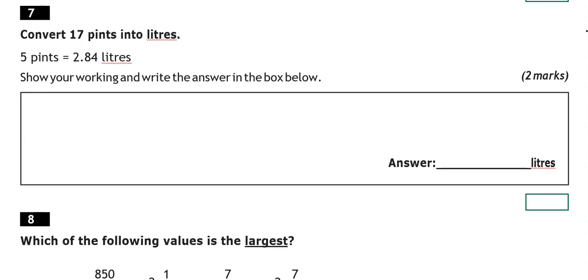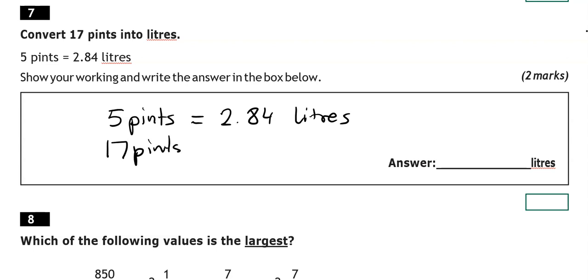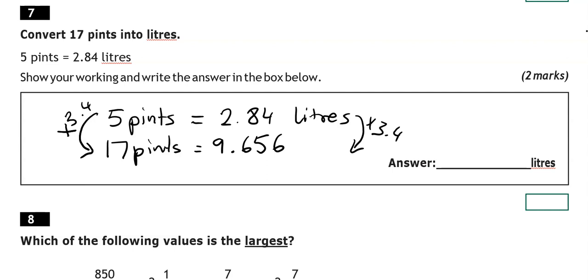Convert 17 pints into litres. 5 pints equal 2.84 litres. Show your working and write the answer in the box below. So if 5 pints are equal to 2.84 litres, then 17 pints. To get from 5 to 17, what do we multiply by? And we can use a calculator there, so get 17 divided by 5, and that gives us 3.4. So we'll do the same here, same direction for the arrow, so 3.4 times 2.84, and that is equal to 9.656 litres.